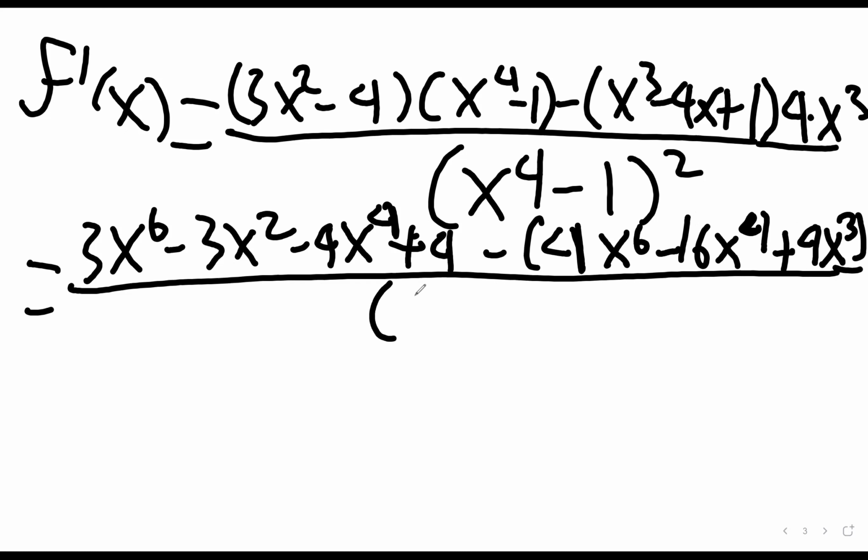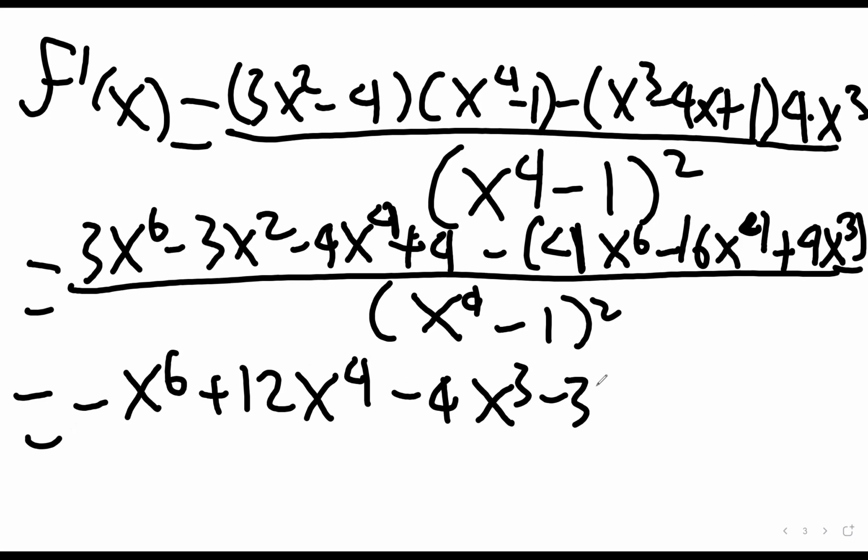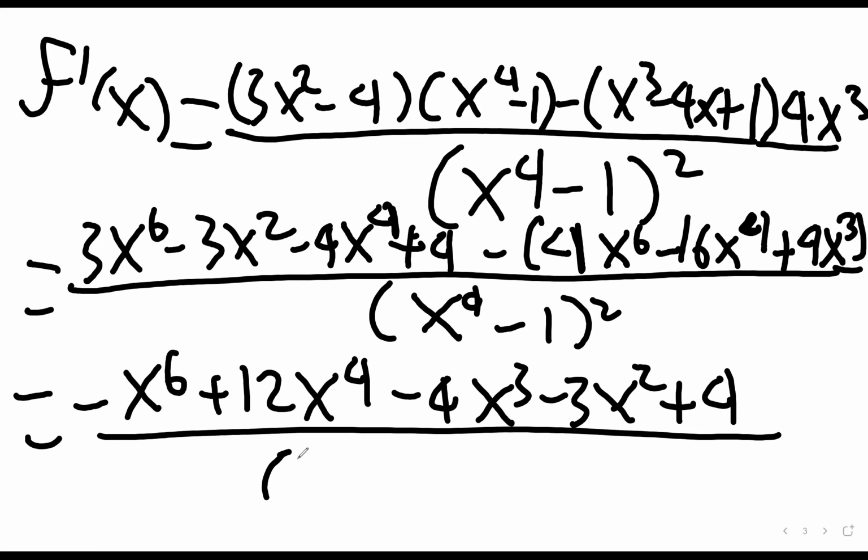Okay, and the numerator is x to the power 4 minus 1 squared. Of course, I can simplify this. So first I have minus x to the power 6, minus 16x to the power 4 plus 16x to the power 4 is 12x to the power 4, and minus 4x cubed minus 3x squared plus 4. All of this divided by x to the power 4 minus 1 squared.